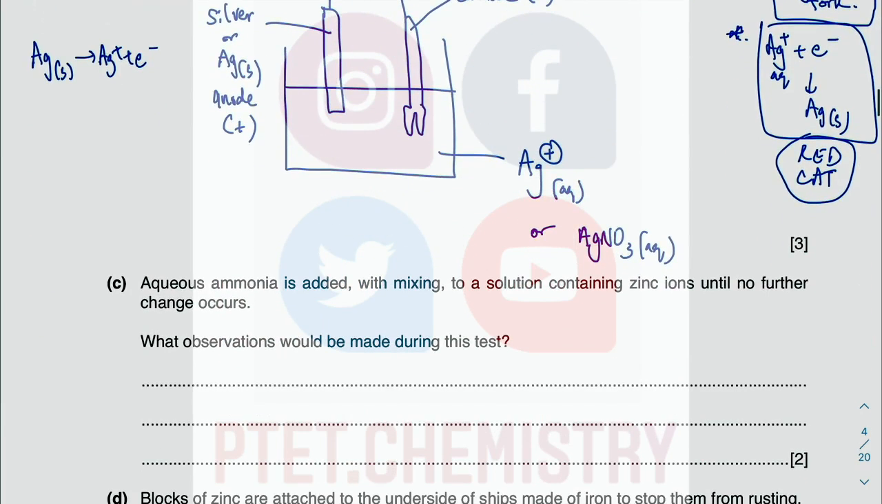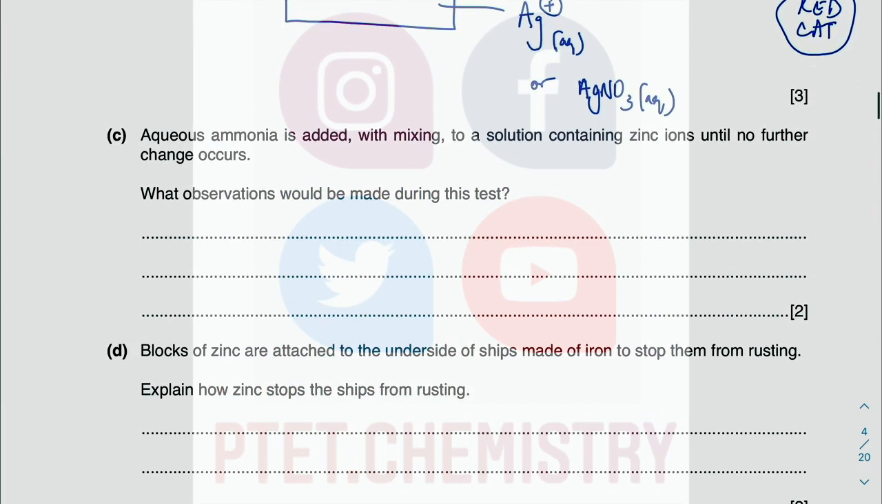All right. Next bit, aqueous ammonia is added to zinc ions until no further change occurs. So this is in your paper 3, qualitative analysis. So remember, if you are in paper 2 or paper 1, in theory paper, you do not have access to that table of results. So you need to know your observations.